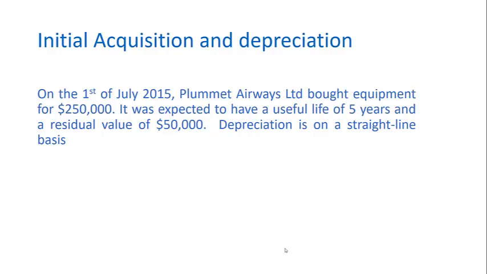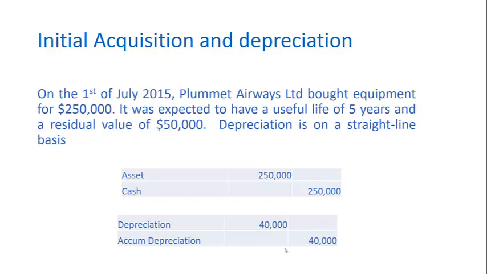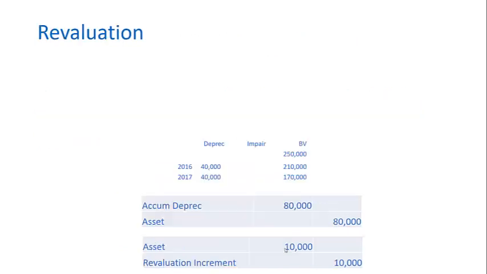So, as with the cost method, we'd recognise the acquisition of the asset in the first instance, debit asset $250,000, credit cash $250,000, and we'd have to recognise depreciation at the end of the first year of $40,000. We'd recognise that at the end of the second year as well.